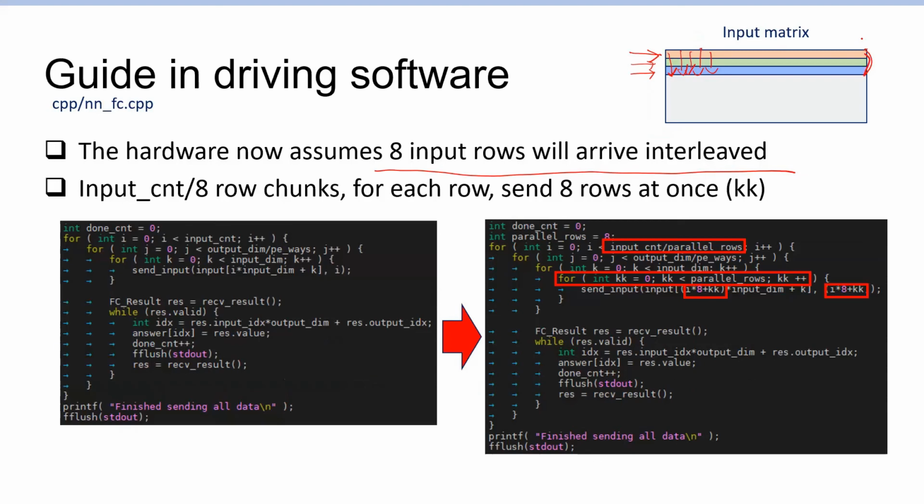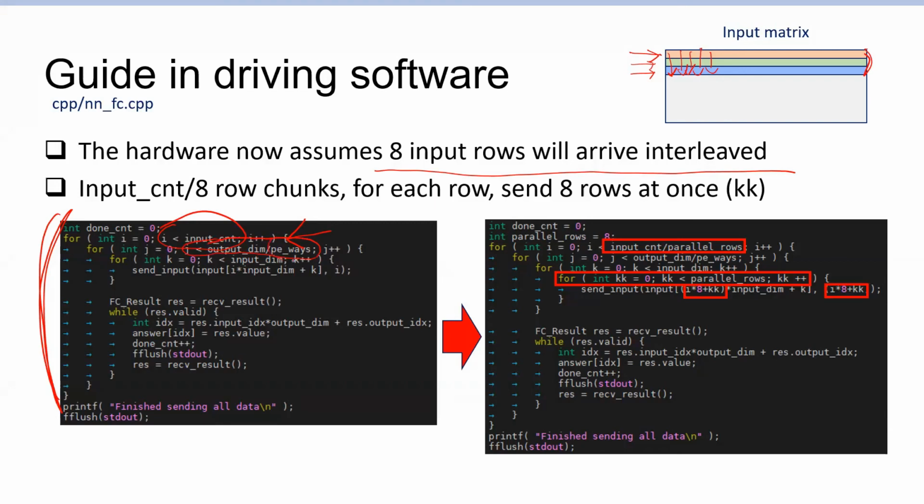So before, the software part of sending the input was non-batched. It was sending one image to completion and then one image to completion. So I is looping over images, and J is looping over the columns.